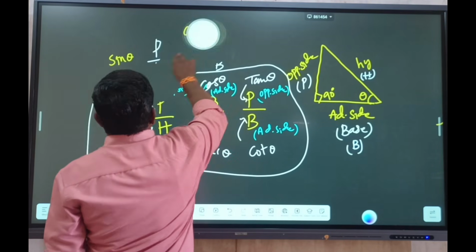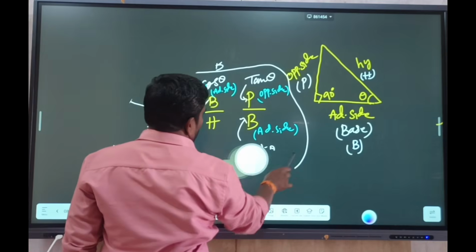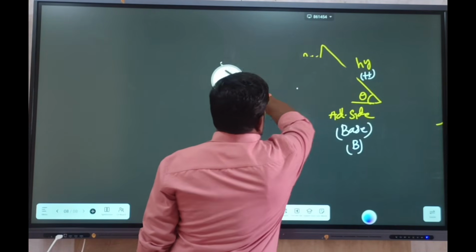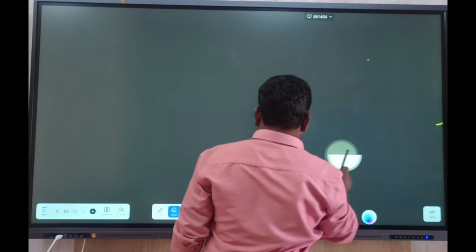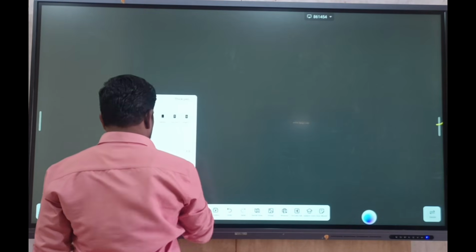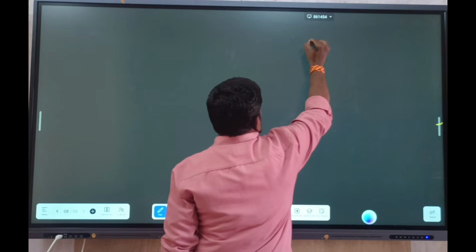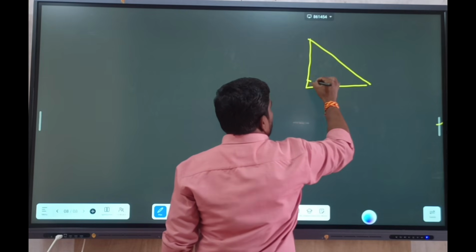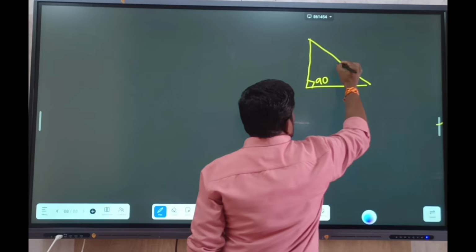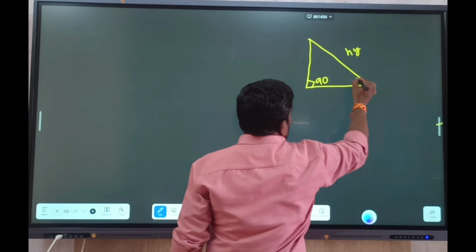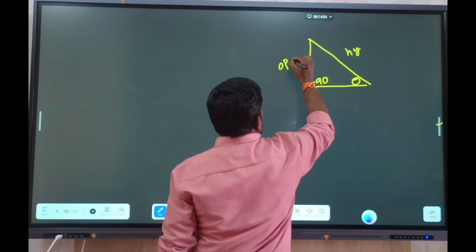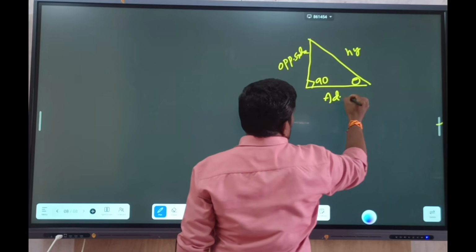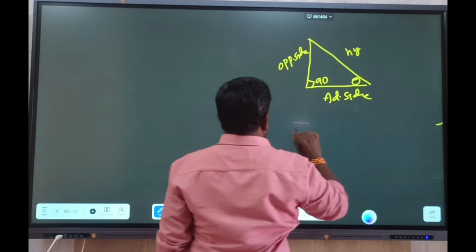Now I am taking some problems. Competitive exams ask questions like this many times. Look here, I draw a right triangle. This is 90 degrees, exactly opposite is the hypotenuse. Exactly opposite theta is the opposite side, and this is the adjacent side.